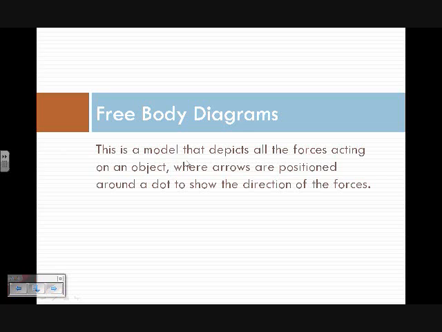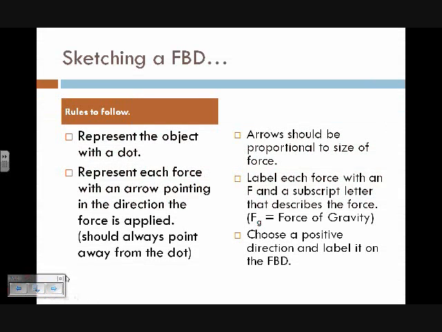Okay, a free body diagram is a depiction of the forces acting on an object. The forces are shown as vectors that branch off of a dot that represents the object. So it's basically a pictorial model of all the forces that are branching off of your object. There are some rules that you have to follow.